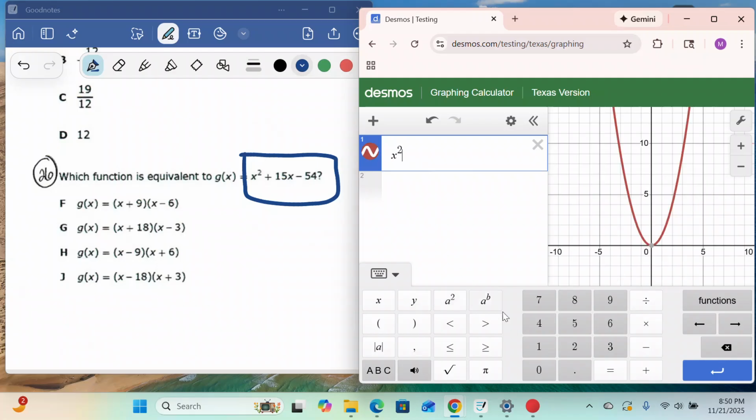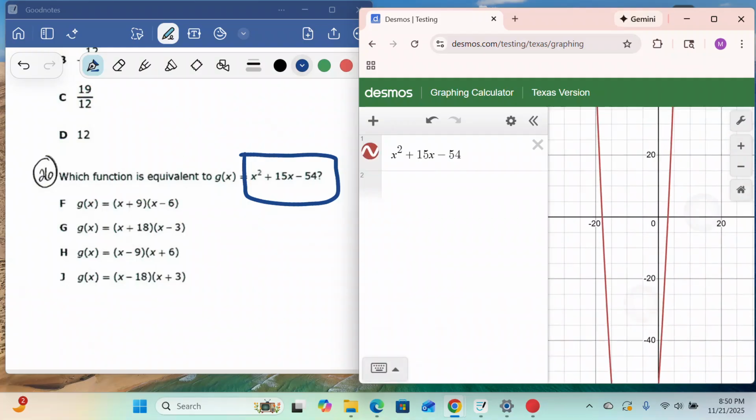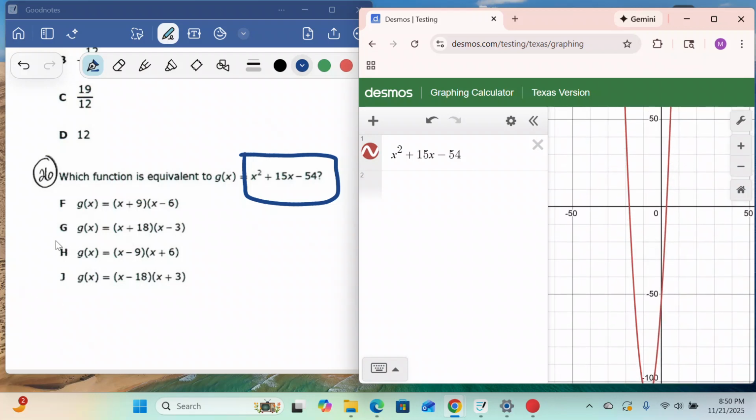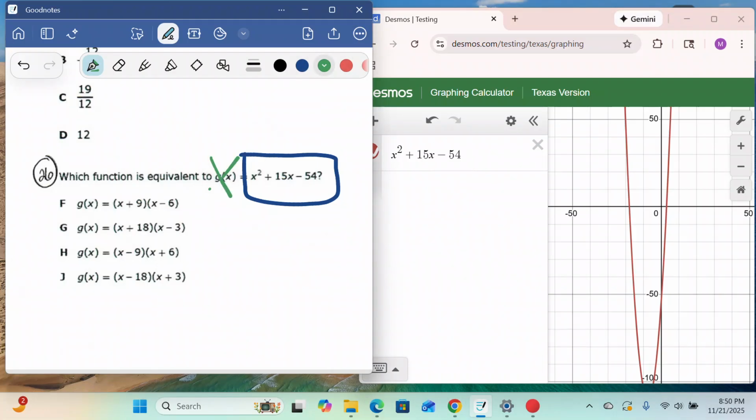X squared plus 15x minus 54. And then I'm going to look at my U shape. There it is. I'm going to look at this graph and remember that this graph has to match one of these, either F, G, H, or J. Once again, there's no need to worry about the g of x, so scratch that out. All you're going to input is what comes after the equal sign, and you're not even going to put in the equal sign because it might give you an error.